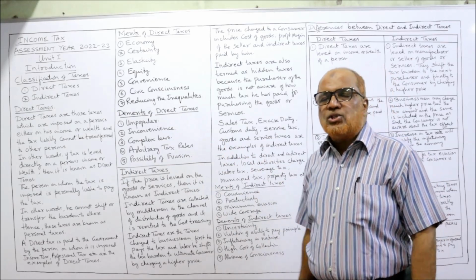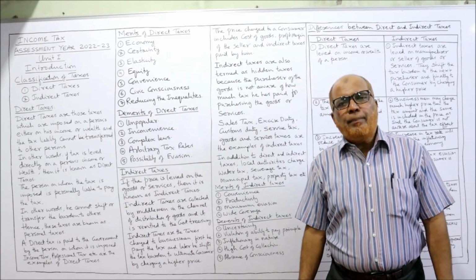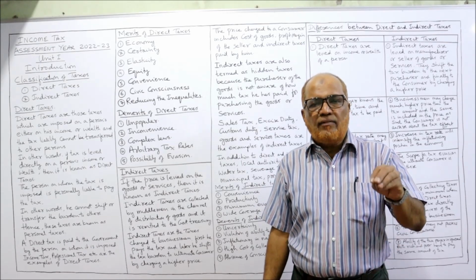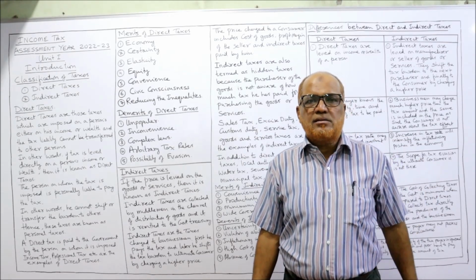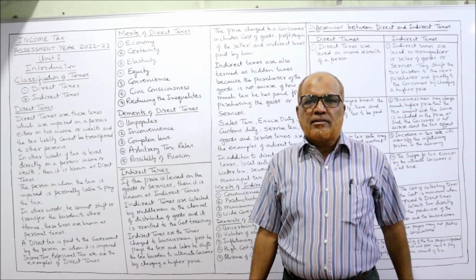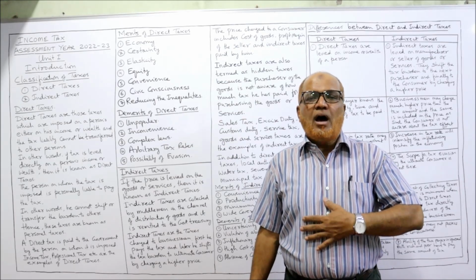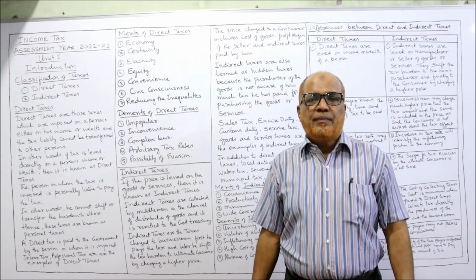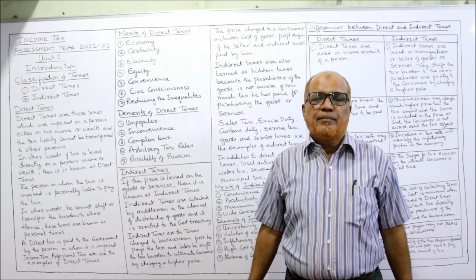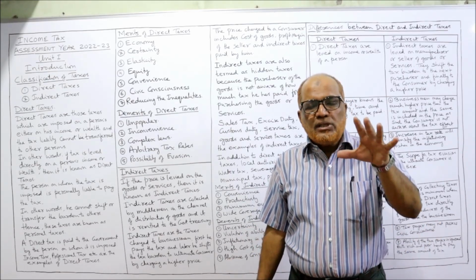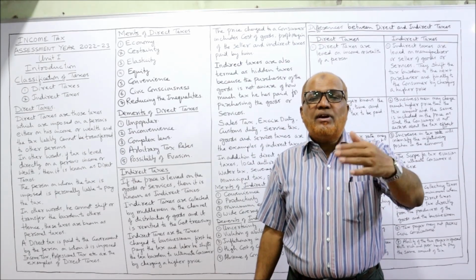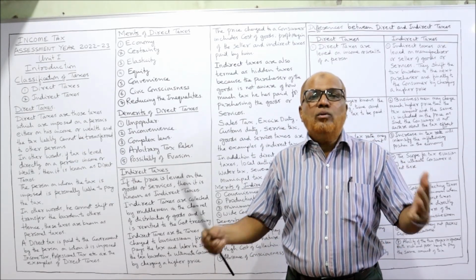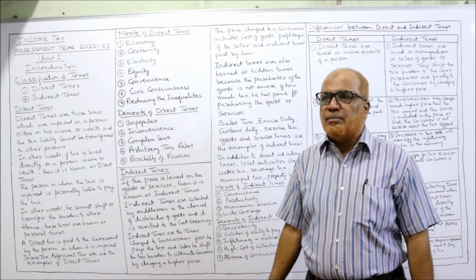Next one, civic consciousness. The people will know how the government is spending their revenue which is obtained from taxes. Suppose I am paying the tax, I will have civic consciousness. I want to know how the government is spending my money, the taxpayers' money. So by imposing these direct taxes, there will be civic consciousness. People will try to find out how the government is spending the tax money.